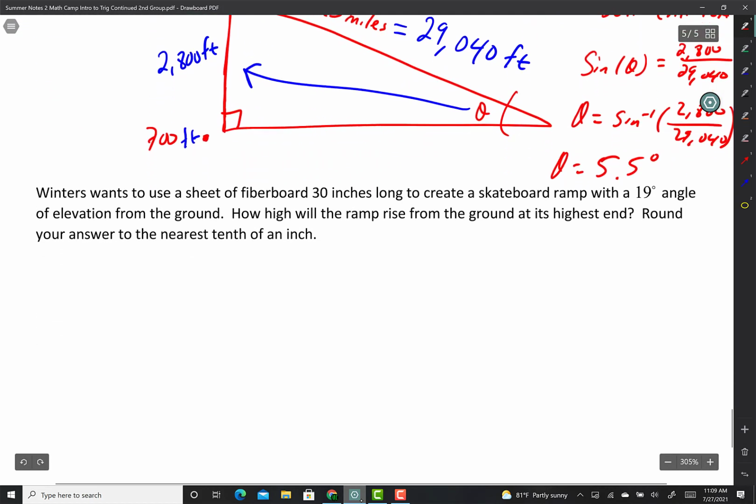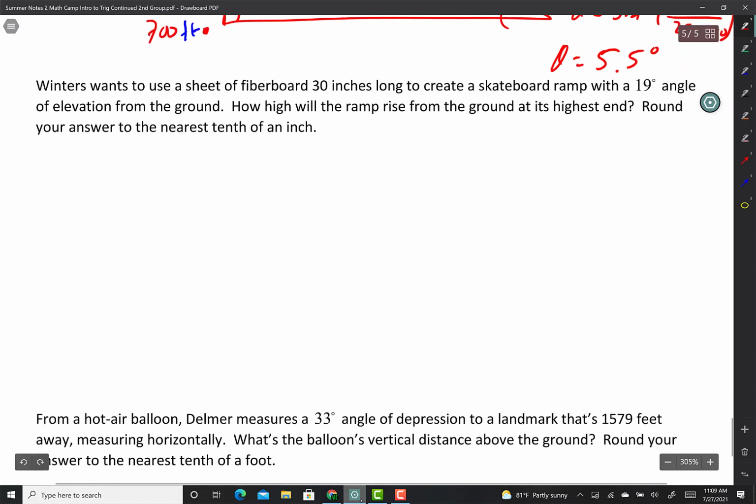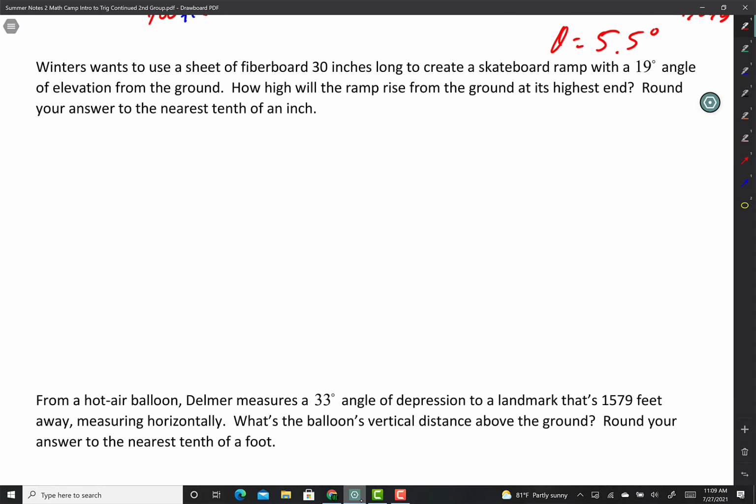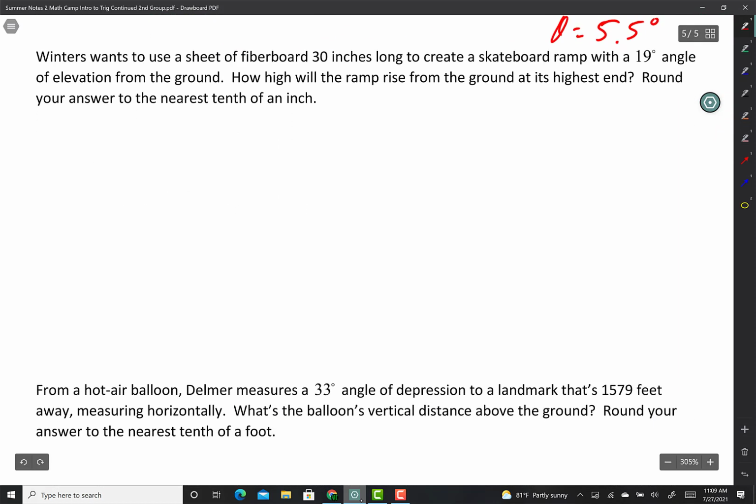Let's do two more word problems, and then we'll do some Delta. Winters wants to use a sheet of fiberboard 30 inches long to create a skateboard ramp with a 19-degree angle of elevation from the ground. He looks like a skater guy. How high will the ramp rise from the ground at its highest end? Round your answer to the nearest tenth of an inch.